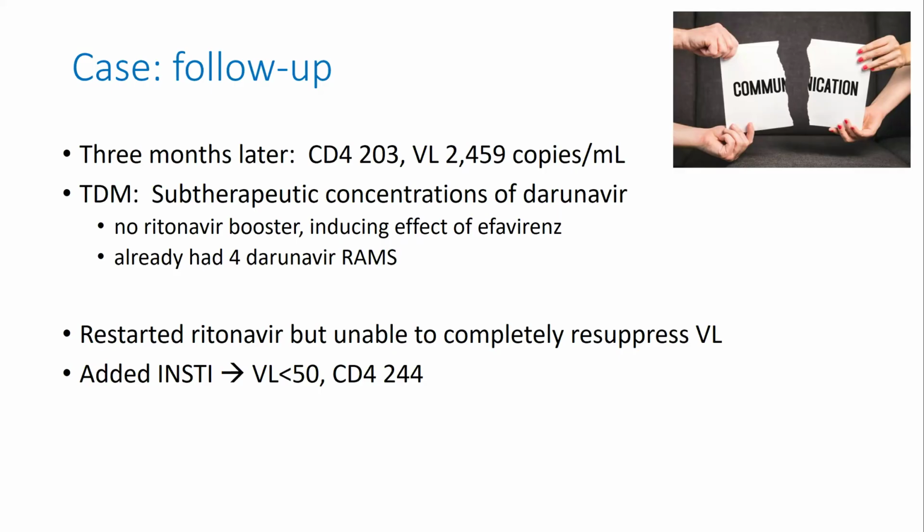Unfortunately, this patient already had a number of darunavir resistance mutations. Ritonavir was restarted at that point, but unfortunately, we were unable to completely resuppress him. I think a few more resistance mutations had popped up during this time. Luckily, in the end, we were able to add another drug, an integrase inhibitor, to get him virally suppressed.